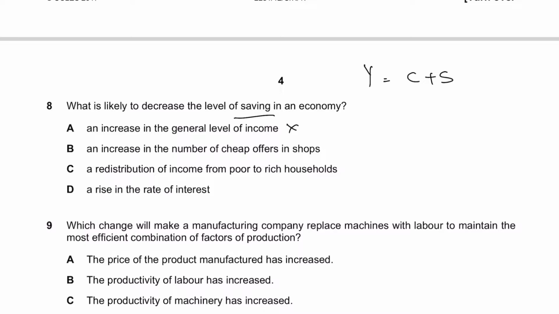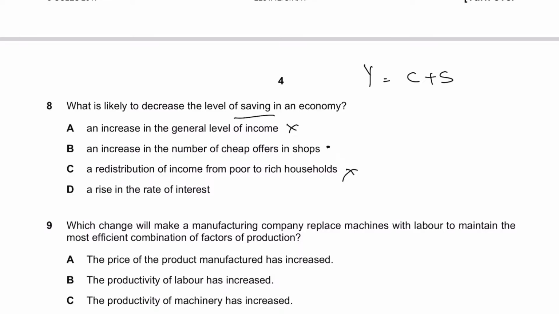B says an increase in the number of cheap offers in shops. Now this seems kind of correct. Part C says a redistribution of income from poor to rich households. A redistribution of income from poor to rich would not decrease saving, but in fact it would increase saving. Why? Because if incomes are redistributed from poor to the rich, it means that the rich are getting richer, and as a result, we know that rich people save more money as compared to poor people, who spend more money because they have less income, right? So that is why C is also the incorrect answer.